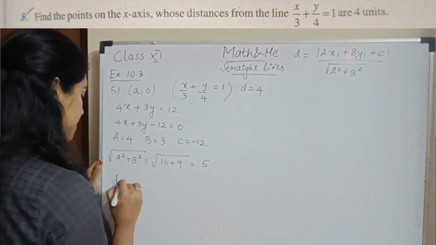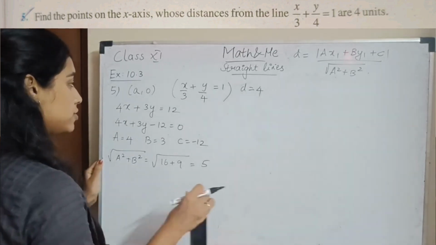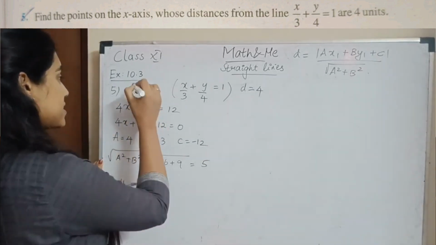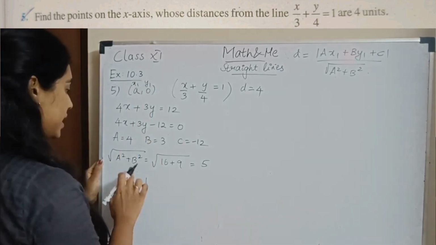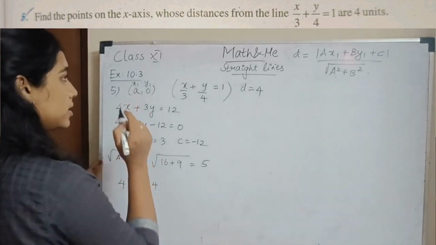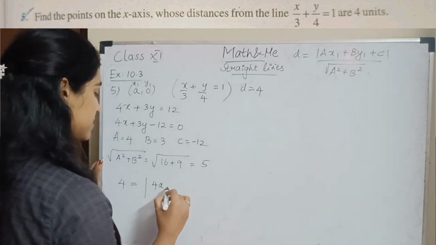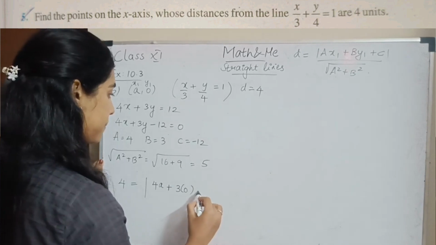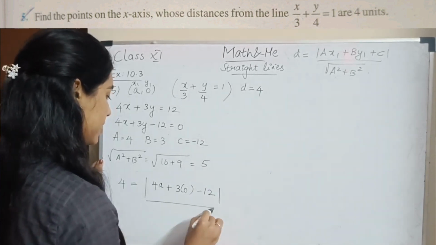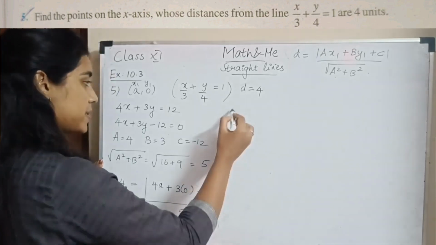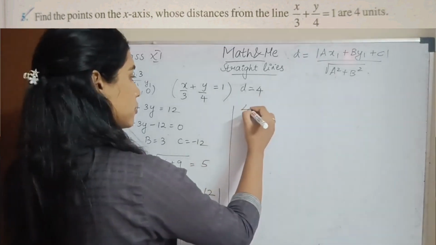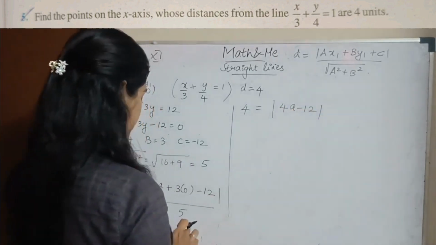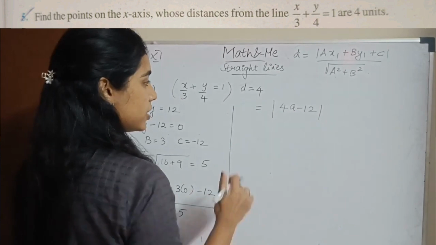So the distance formula: I'll just substitute the values. Using the distance formula, 4 equals the modulus of a times x1 plus b times y1 plus c, divided by the root of a squared plus b squared, where this is your (x1, y1). What do I get? 4 equals |4a - 12| divided by 5. I'll multiply this here, so I get 20.